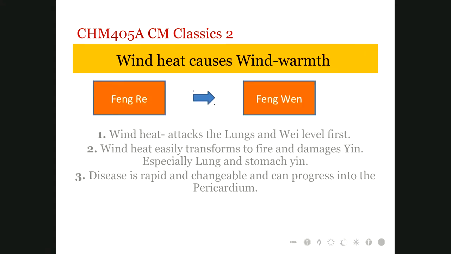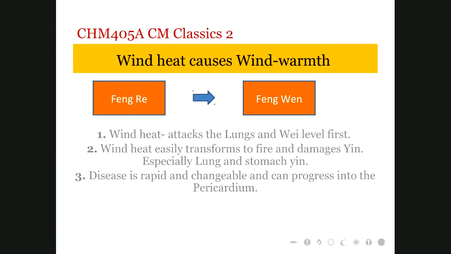Now, these slides indicate specific changes from the wind heat pathogen that can cause wind warm disease. Wind heat attacks the lung channels or lung system, or the wei level, usually first, because this is the frontier of the body as the wei level. And wind heat easily transforms into fire and damages the body's yin, because they are warm in nature. That's the reason. And heat has very strong penetration abilities, and it is especially easy to damage the very tender, gentle lung, and easily affects the stomach's yin.